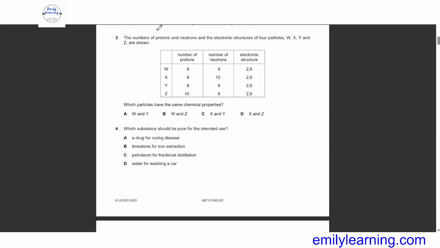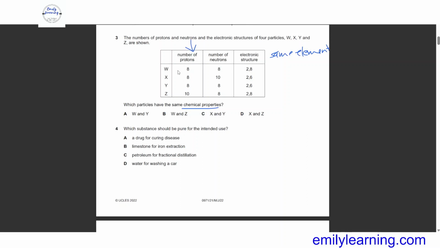Moving on to 3, the number of protons and neutrons and the electronic structures of 4 particles W, X, Y, Z are shown. Which particles have the same chemical properties? In order to have the same chemical properties, their atoms need to have the same number of electrons, or in other words, they must be the same element. So if you want to have the same chemical properties, it must be the same element. Element depends on the number of protons.